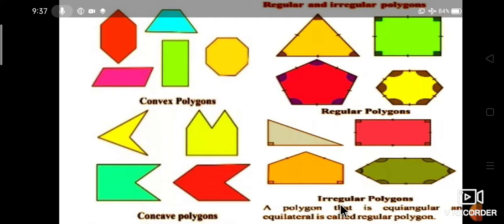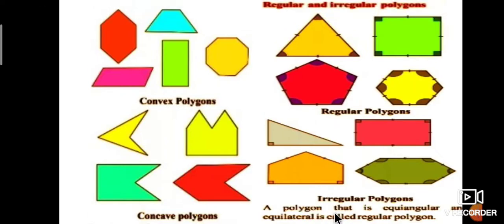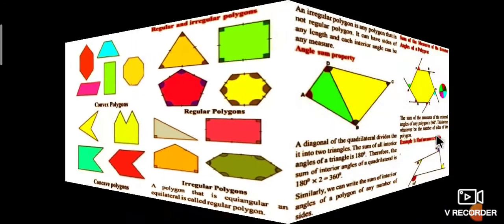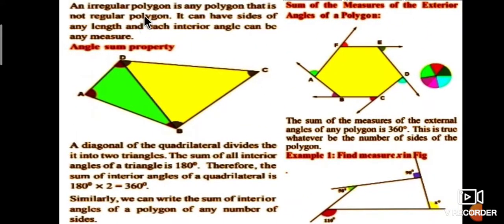What is a regular polygon? A regular polygon is a polygon that is equiangular and equilateral. Such polygons are called regular polygons. So, what is an irregular polygon? An irregular polygon is any polygon that is not a regular polygon.